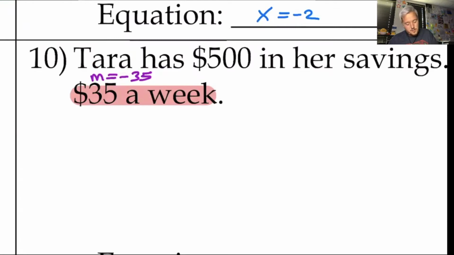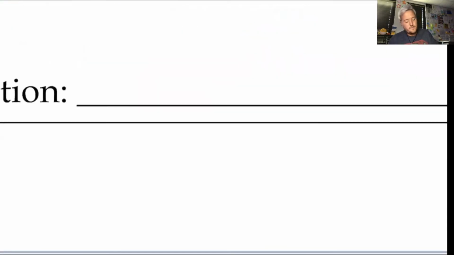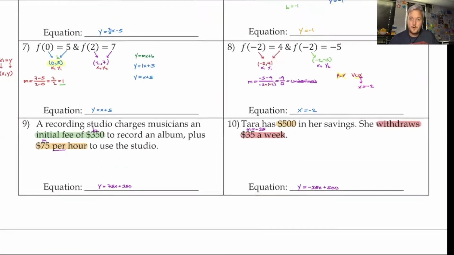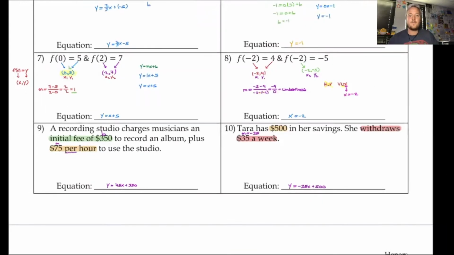And then here she starts with $500. So our equation here is y equals negative 35x plus 500. So really use the context of those word problems to help you determine if it's positive or negative. All right.